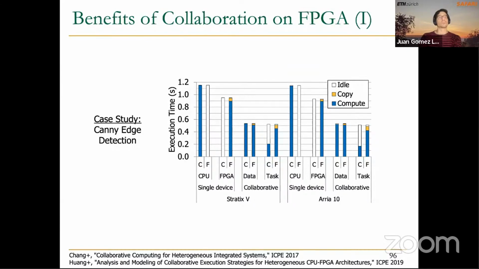And here you can see some results from one of our papers. In this particular plot, we evaluated one of the Chai benchmarks, Canny edge detection, that has actually data partitioning and task partitioning versions. And so in this plot, we are comparing the execution time for a CPU-only version, an FPGA-only version, and then the collaborative versions, either using data partitioning or task partitioning.